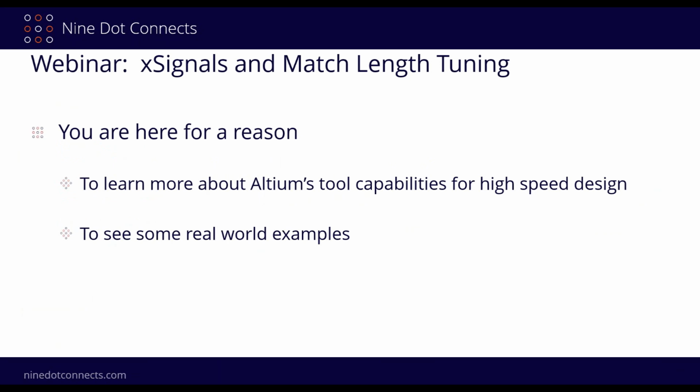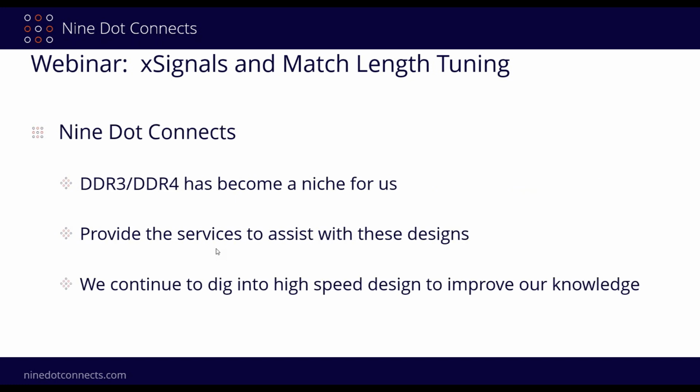All right, I know we're pushed a little bit for time, and as usual, we're trying to get as much into the hour as possible. Why do we do these things? Because we know you're here for a reason: you want to learn more about Altium's tool capabilities for high-speed design. That's what Altium touts, and hopefully you can see that these are really useful tools. They're critical for us to do the type of work that we do. And also to see some real-world examples that Tom has been doing, especially for the past year.